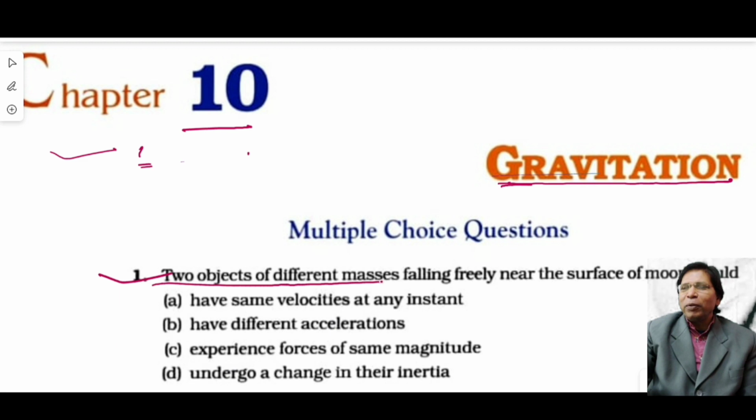Two objects of different masses falling freely near the surface of the moon would have the same velocity at any instant. Look at this: velocity v equals acceleration due to gravity at the moon, g', into time of fall. So the velocity of all objects in a given time interval is g't, and g't is always constant. So option A is correct.